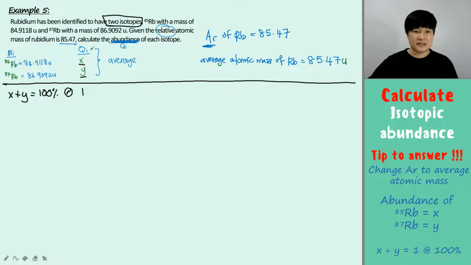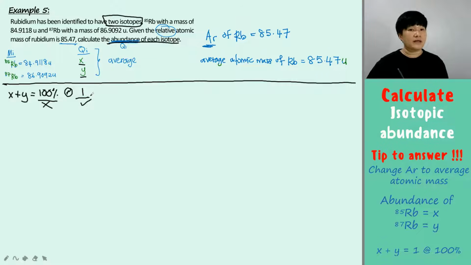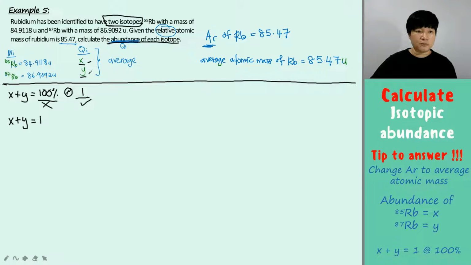Which one is easier? Look at the question. The question only says calculate the abundance of each isotope. Did the question ask for percentage abundance? No. Therefore, we don't choose 100%. We will go for X plus Y equals 1. That will make your mathematics easier, because the numbers will be a lot smaller. So right now, we agree that X plus Y, the total abundance for both isotopes, will be equal to 1. And mathematics-wise, X will then equal 1 minus Y.